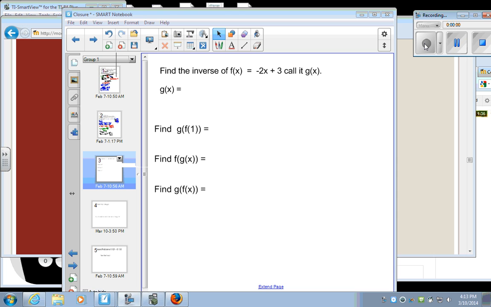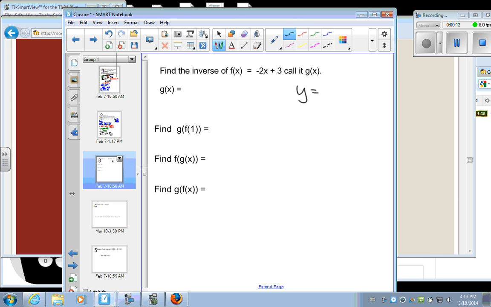For this next problem, you were to just find the inverse, and I guess you could do that in a lot of ways. I usually just switch the x and y around. So originally it was this, and when I switch the x and y, I get this.